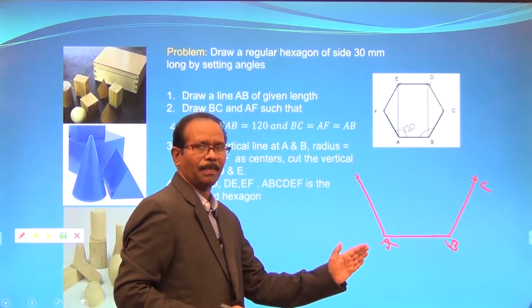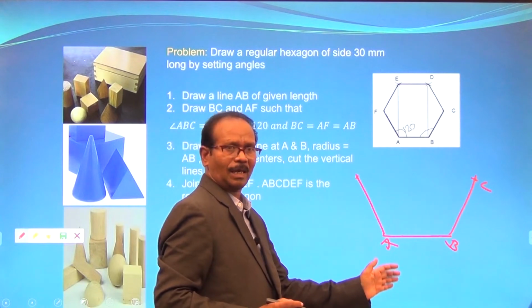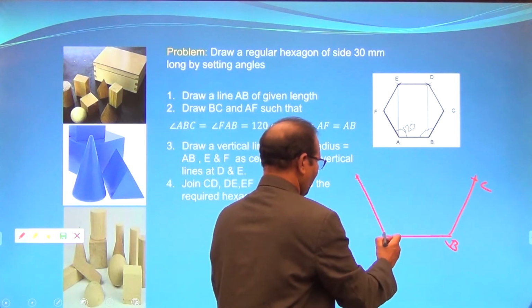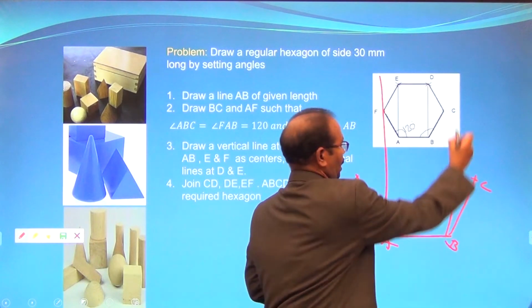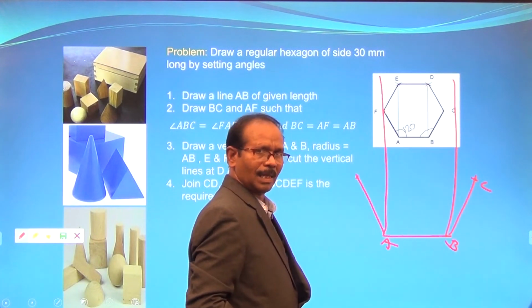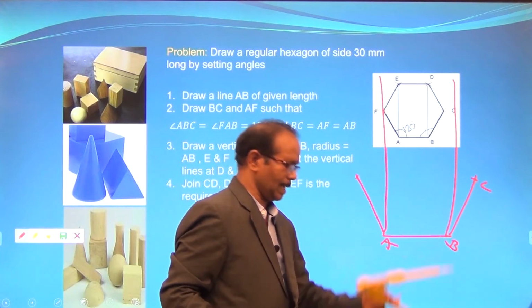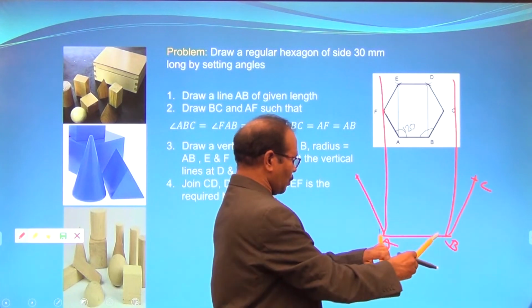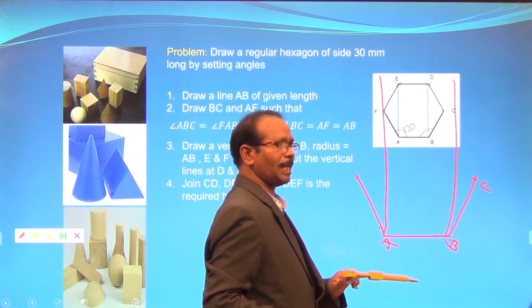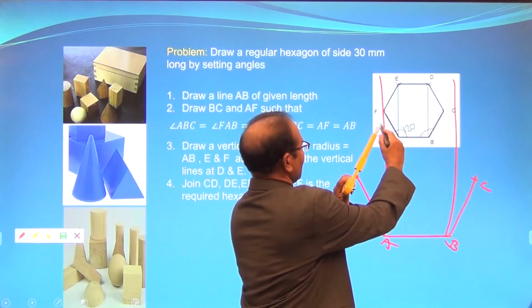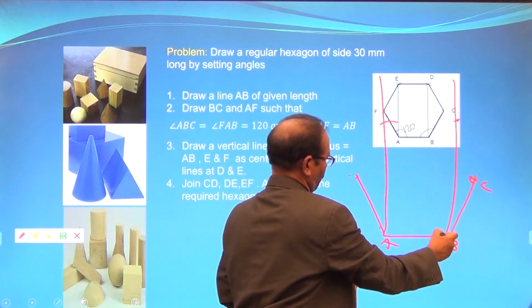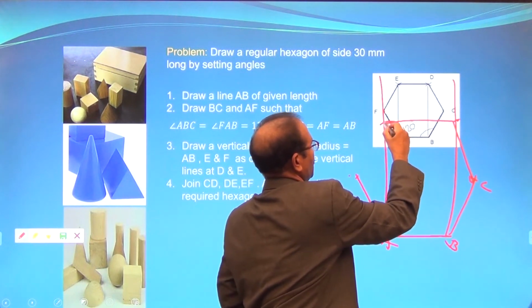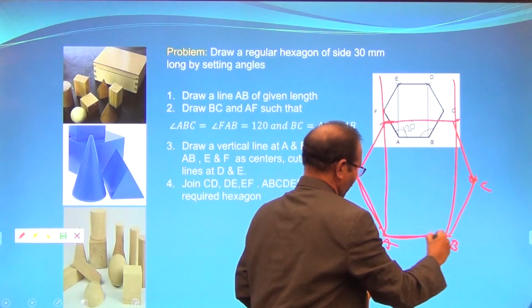Now what is the next step? The next step is a simple procedure. Draw a vertical line through A. Draw a vertical line through B. Clear? Random lines with the same radius. What is the radius? Equal to AB. This as a center, cut that one. C as a center, cut this one. Now join A to B, B to C, C to D, D to E, E to A. Now this is our required polygon.